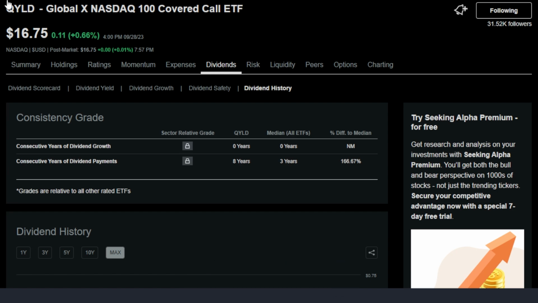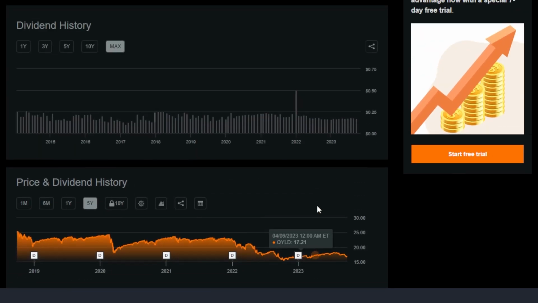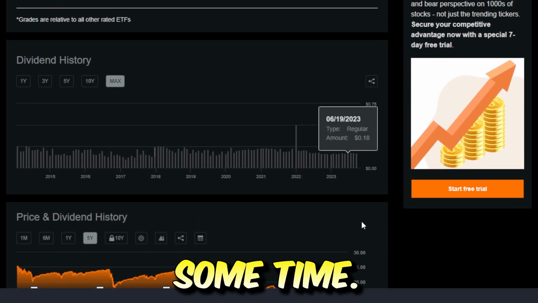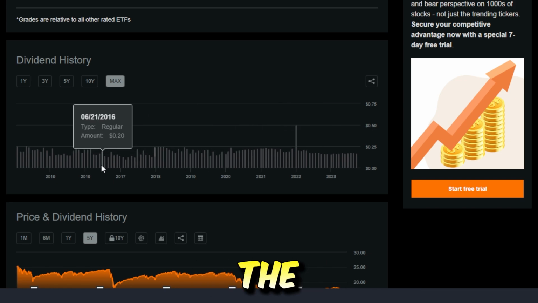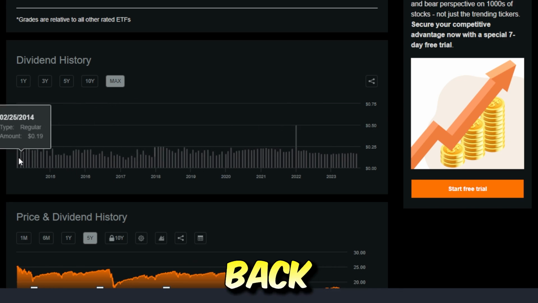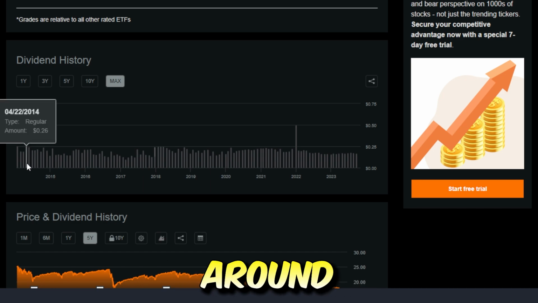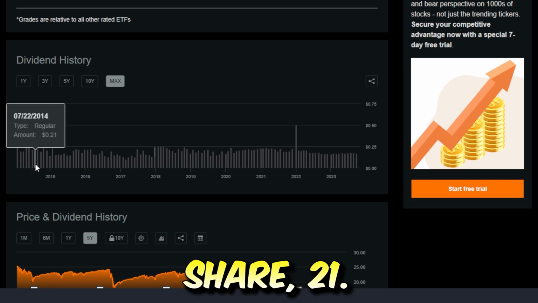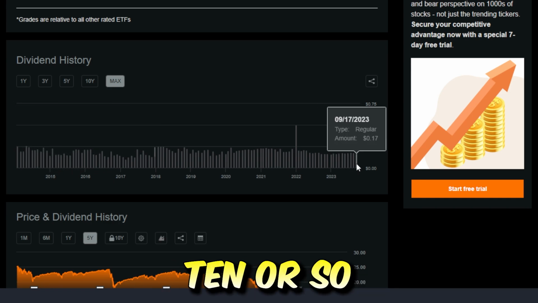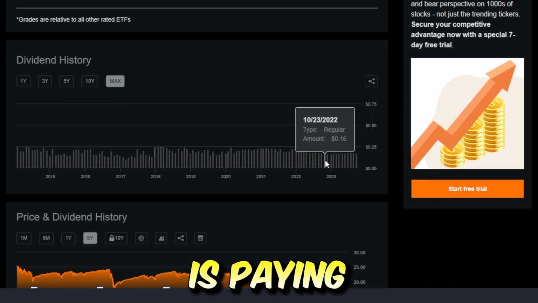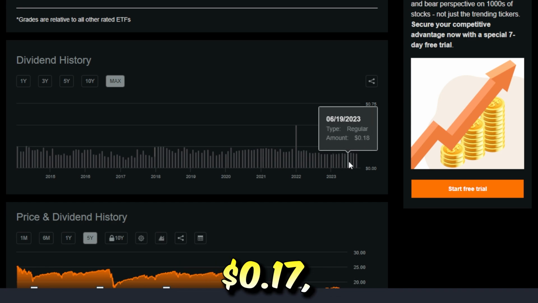Now, to give you a visual example of an ETF that does not have dividend growth, just to show you how it looks, the QYLD, the Global X NASDAQ 100 Covered Call ETF, has been paying dividends on a monthly basis for quite some time. And here's every single monthly dividend that this ETF has paid since the inception of the fund. If you go back in time to 2014, this fund was paying around 19 cents per month per share, 21, 26, and pretty much everything else in between. Around 10 or so years later, this ETF is paying around 16 cents per share, 17 cents, 18 cents per share.